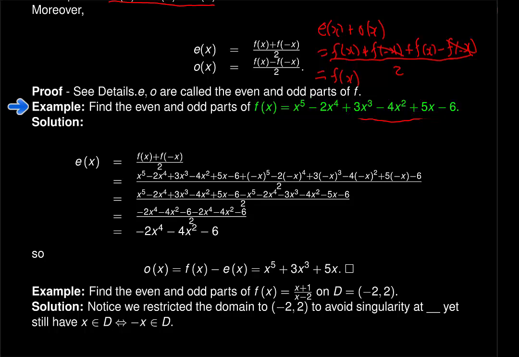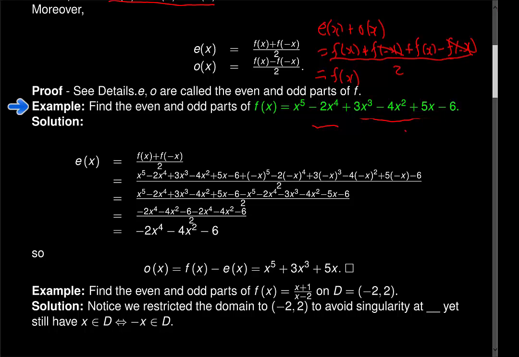And so we would naturally guess that the even part would have this minus x to the fourth, and it would also have this minus x squared, and it would also have this minus 6. So that's what we would guess, that those three terms would be in the even part, and we guess the other three terms would be in the odd part. Let's see if that's right.